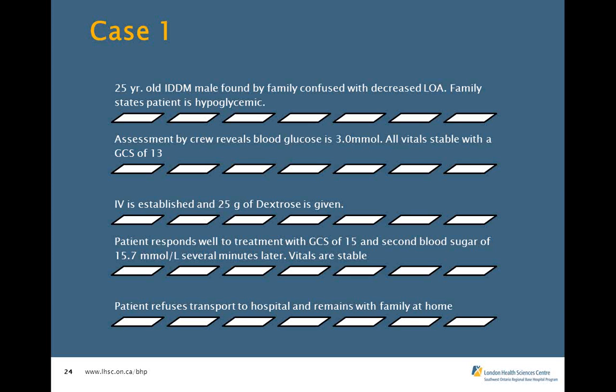Now his level of awareness is unaltered. He is tagged as a GCS of 15. A second blood sugar is done. It's 15.7 millimoles per liter a few minutes later. The vitals are still stable. So the patient refuses transport to the hospital and remains with the family at home.